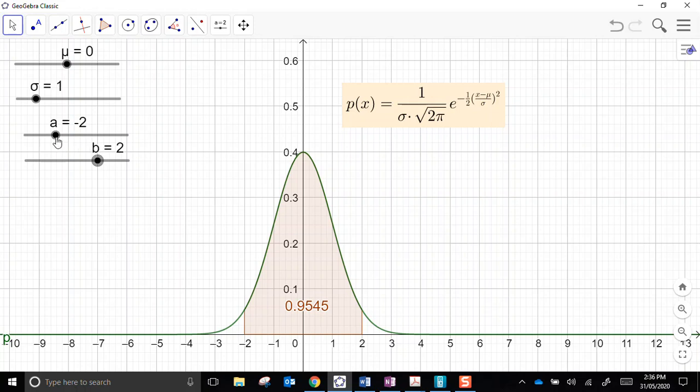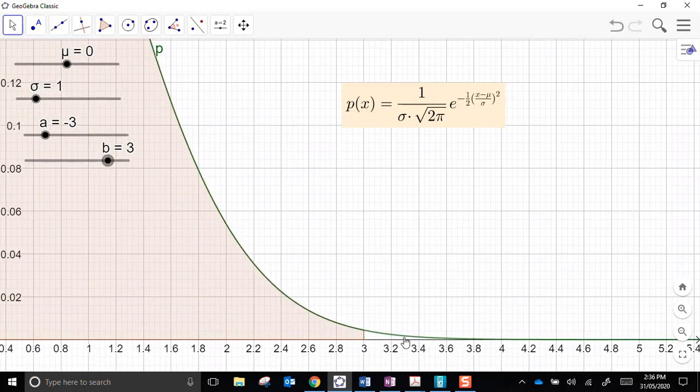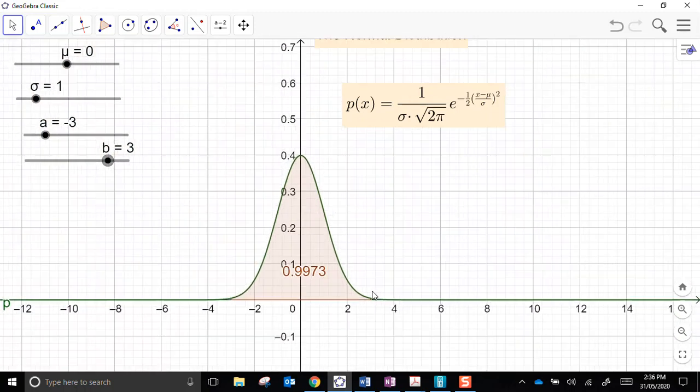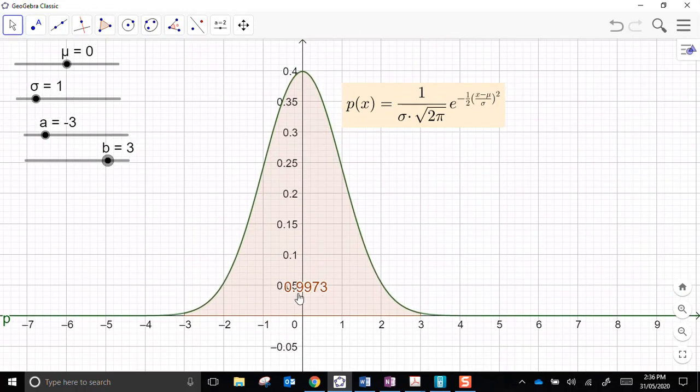If I go to 3 standard deviations above and below, I get almost all of the curve. There's a tiny, tiny little bit there which is still not accounted for. But to all intents and purposes, 99.7%, I've got just about the entire population covered if I go plus or minus 3 standard deviations from the mean. So this is the advantage of the standard normal curve.